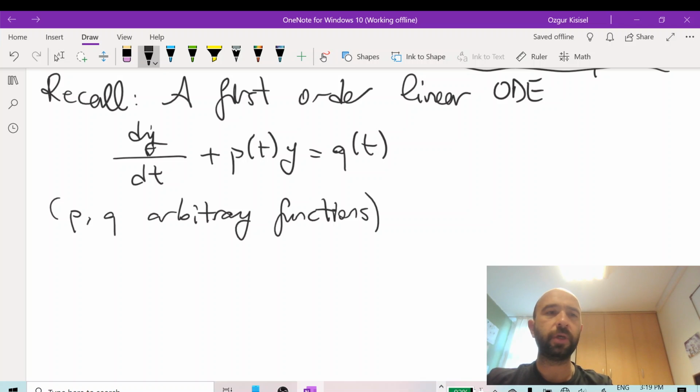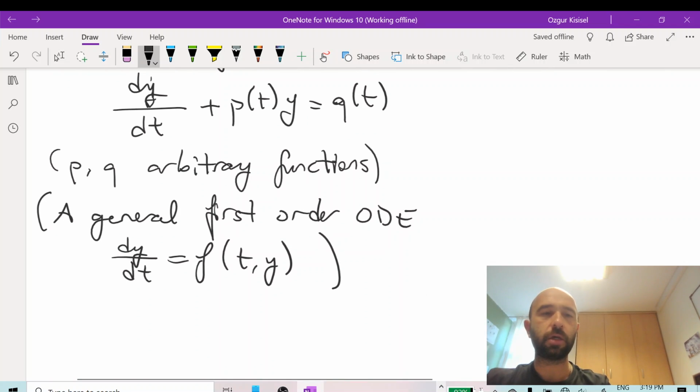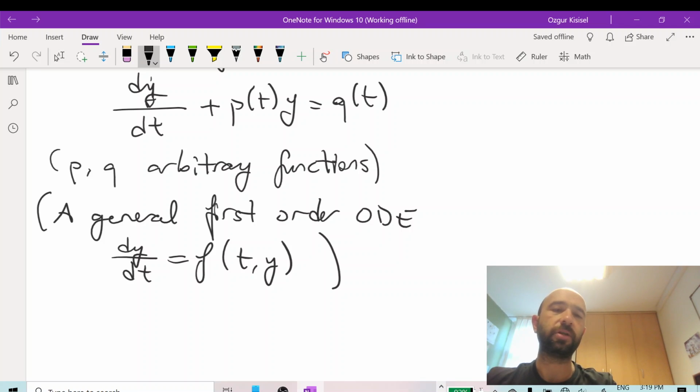Okay, this is the form, and a general first order ODE that we consider is of the form dy/dt equals f(t, y). Of course, linear equations are a very specific case. So this f(t, y) is very general, and only if it has the form q(t) minus p(t) times y, then the equation is called linear.